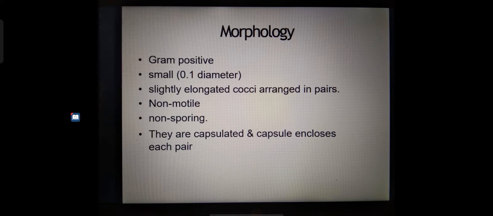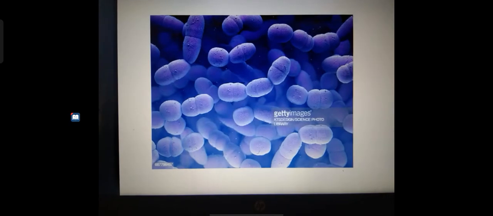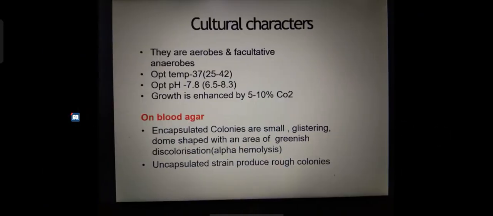Okay, then coming back to cultural characteristics, they are aerobes and facultative anaerobes. Okay, we know that bacteria are of different types, and here it will be aerobes and facultative anaerobes. Optimum temperature is 37 degrees, optimum pH is 7.8, and growth is enhanced by 5 to 10% CO2.